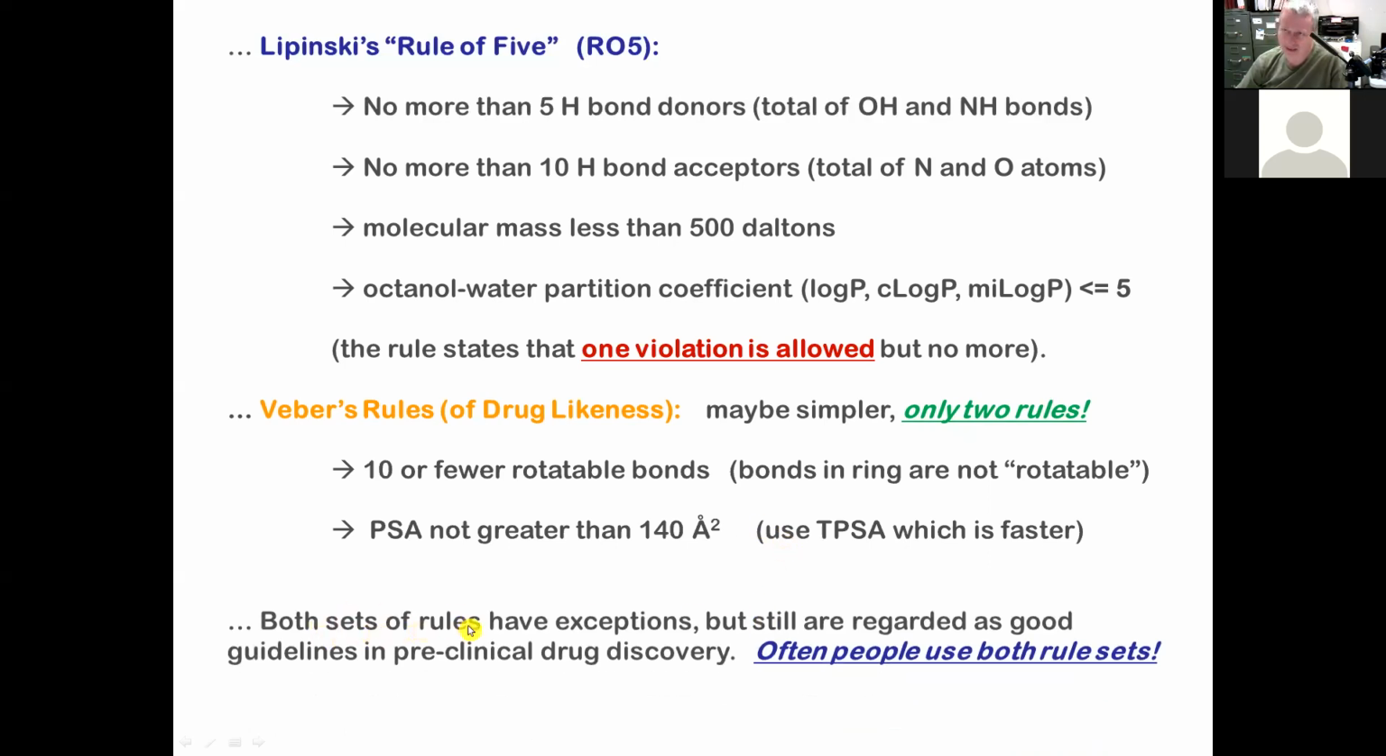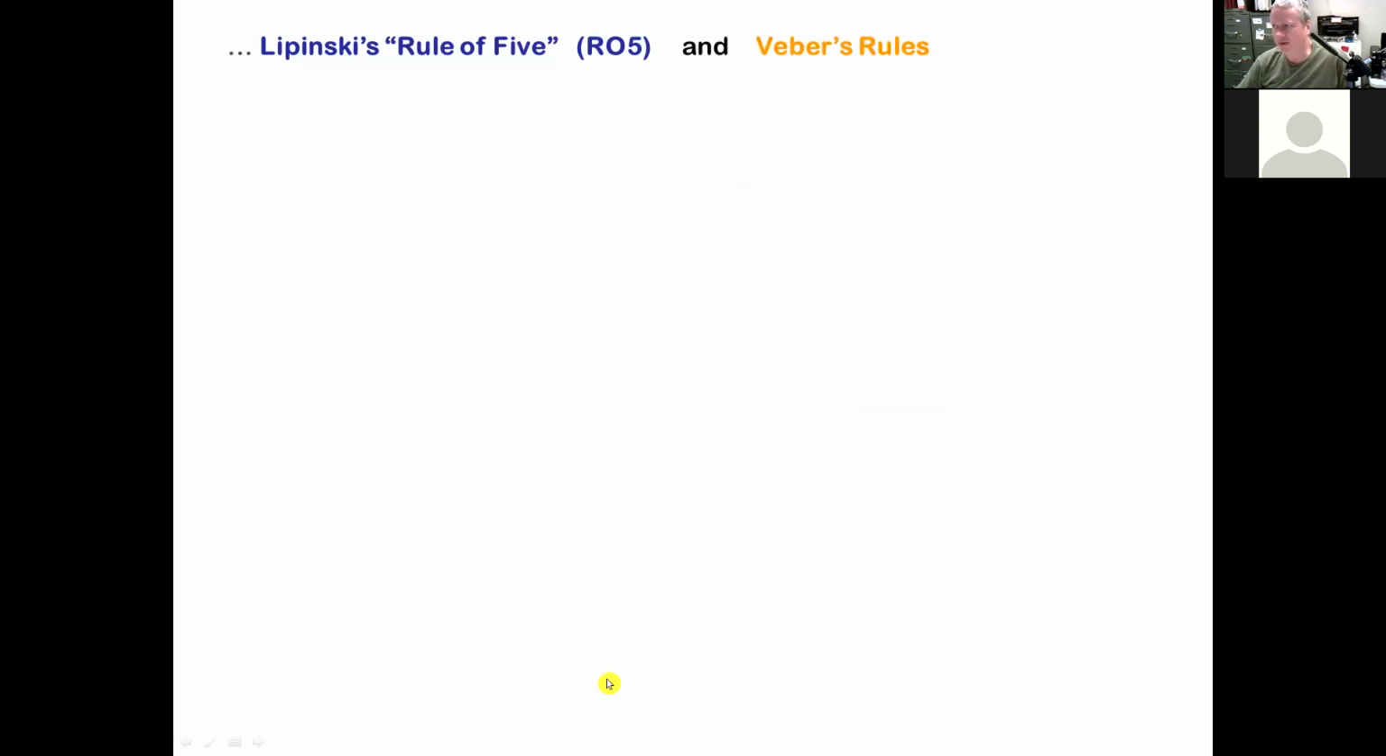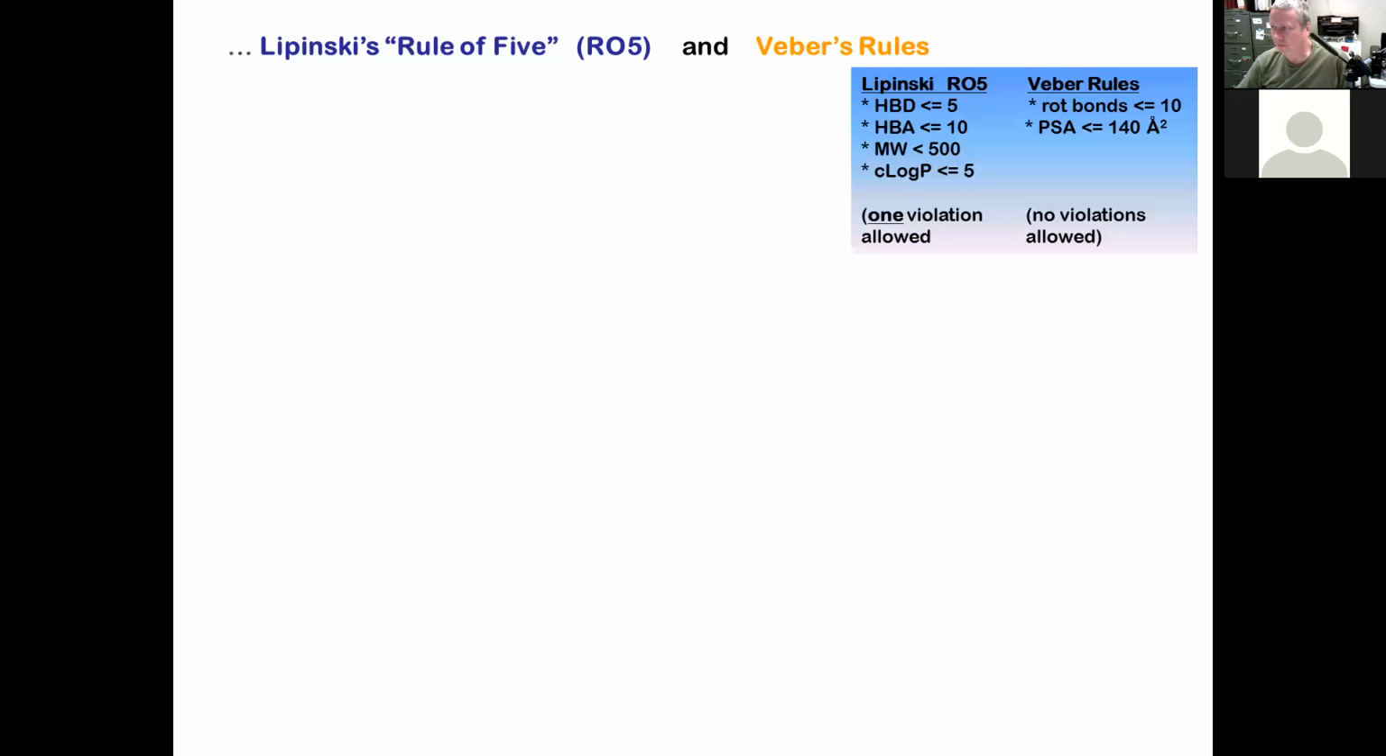And both rules have exceptions. They're not perfect, but are regarded as good guidelines for preclinical drug discovery. So often, if you look at a paper, and maybe even some of the papers we've looked at in our homework, they'll talk about Lipinski compliance and maybe even Weber compliance also. The Wikipedia page is pretty good. All right. Okay, let's show a couple examples. Okay, so those are the rules. Lipinski allows one violation. The Weber, no violations are allowed.